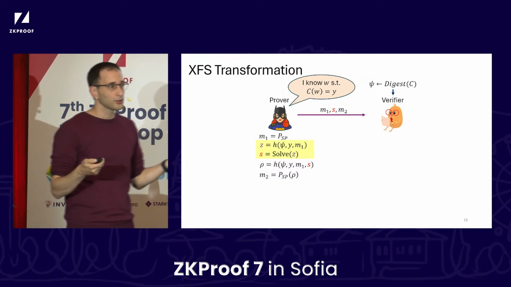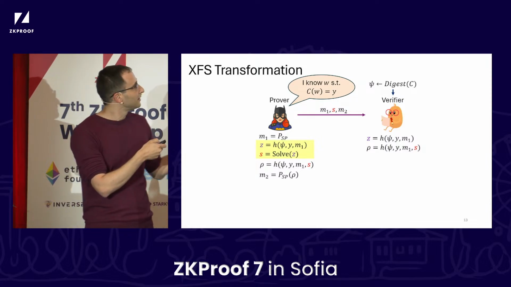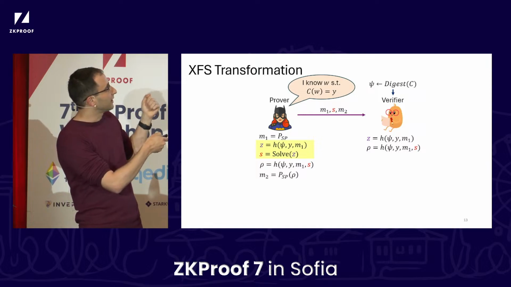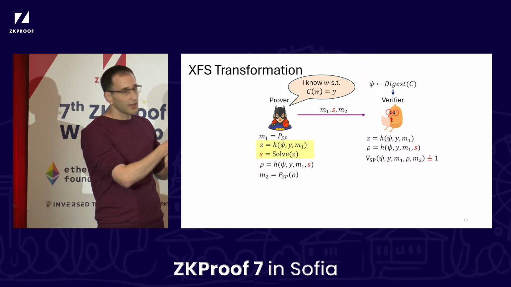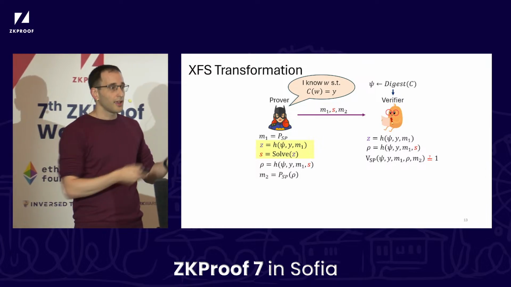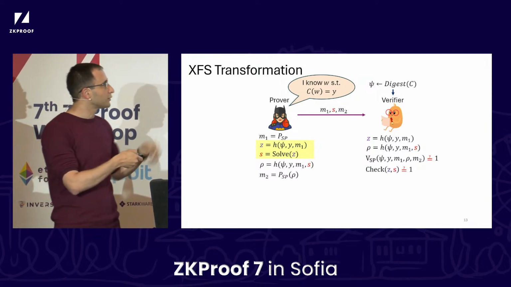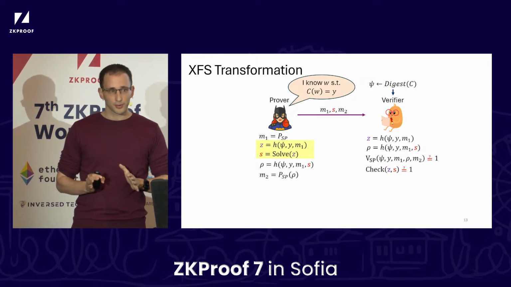What does the verifier do? Well, the verifier can derive the puzzle in the same way. That's easy. The verifier can now derive rho, because he has the solution. He's going to run the same decision algorithm that he did before, and one extra step: he needs to check the solution to the proof of work. So this is the new transformation.